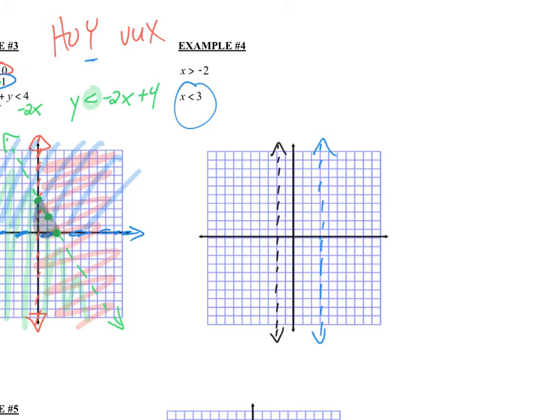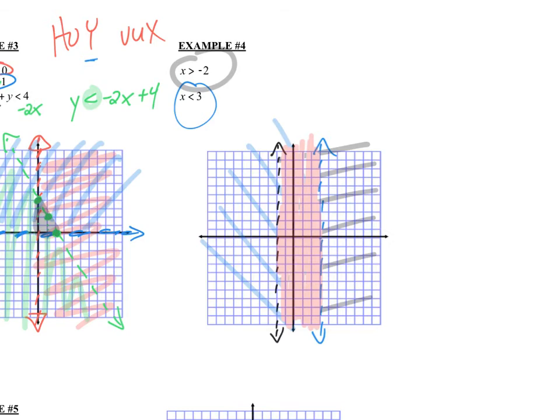Okay, I got ahead of myself. For the first one, x is greater than negative 2. That means you would shade to the right. The second one, x is less than 3. Less than 3 would be to the left. So where do they overlap? They overlap in the middle. So your solution would be this red part where they overlap.